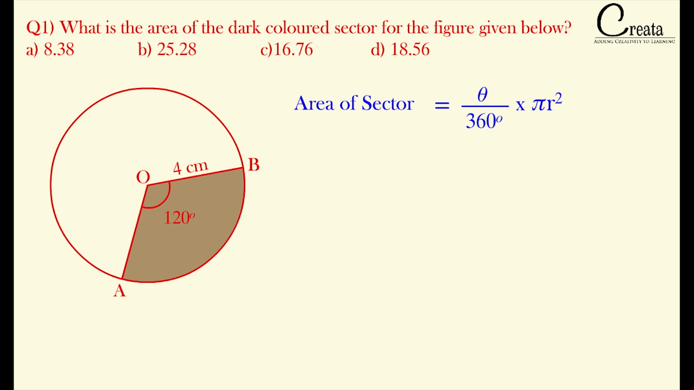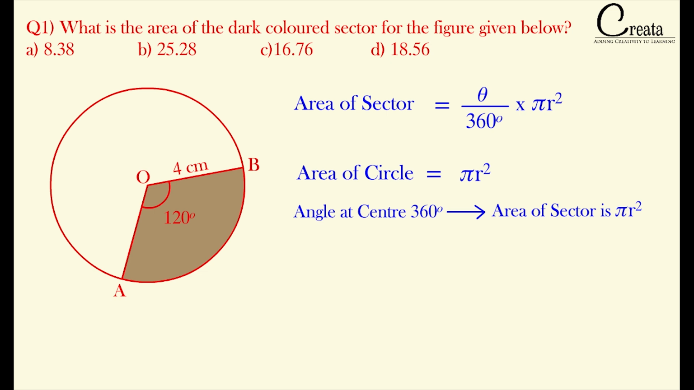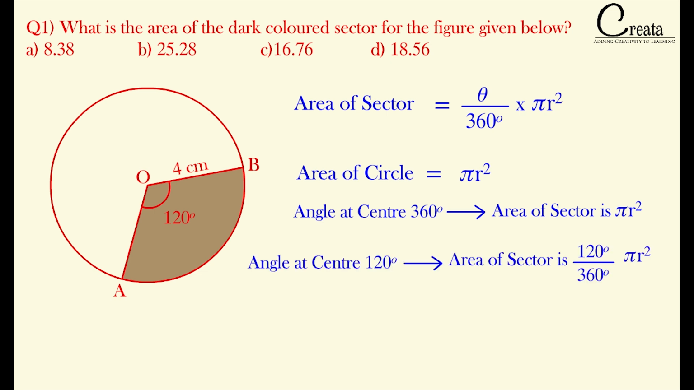That is, we know the area of the complete circle is equal to pi r square. Okay, we know the basic formula of the area of the circle. Or we can say area of the sector with the angle as 360 degree is equal to pi r square. For 360 degree, the area is pi r square. And for the angle 120 degree, the area will be 120 degree upon 360 degree into pi r square. Okay, we have applied the simple unitary method.